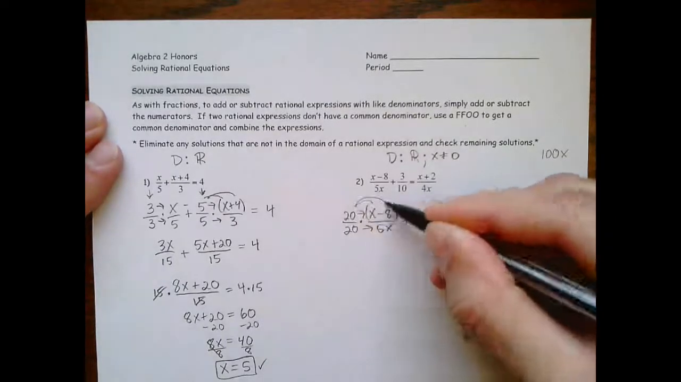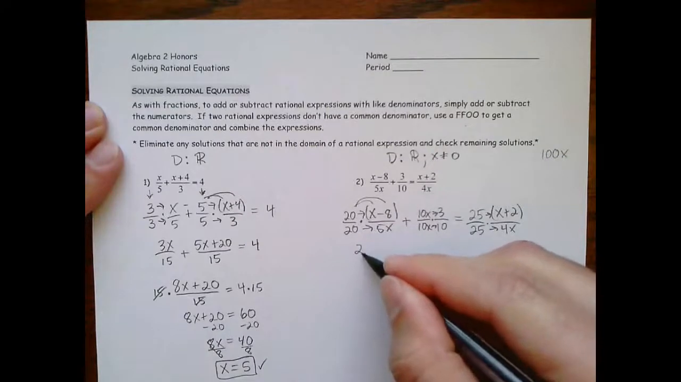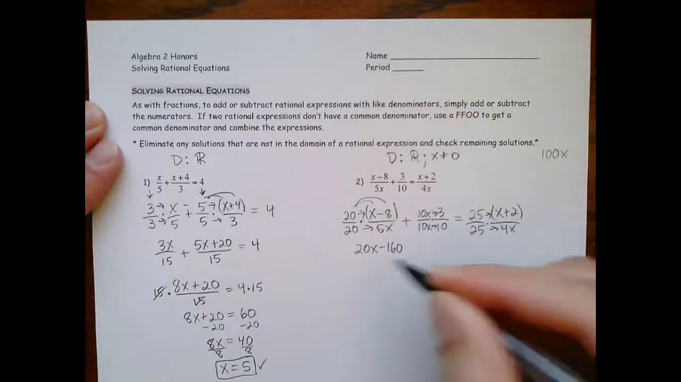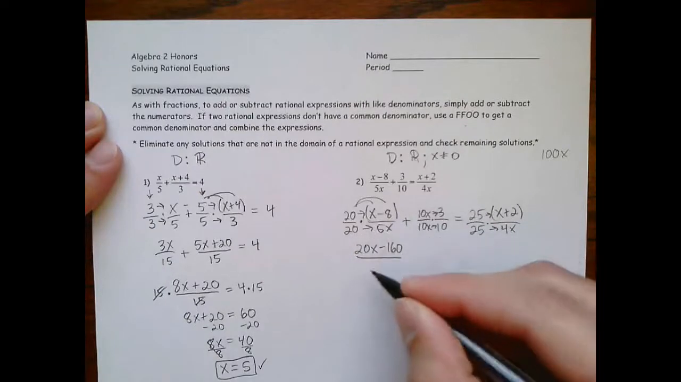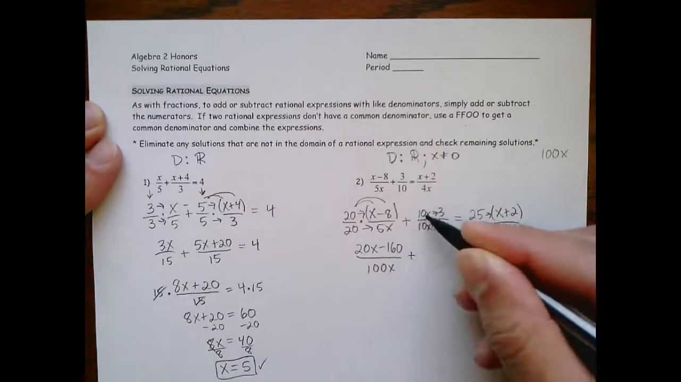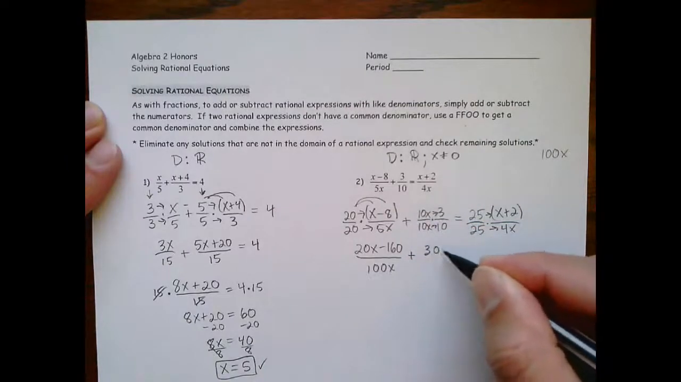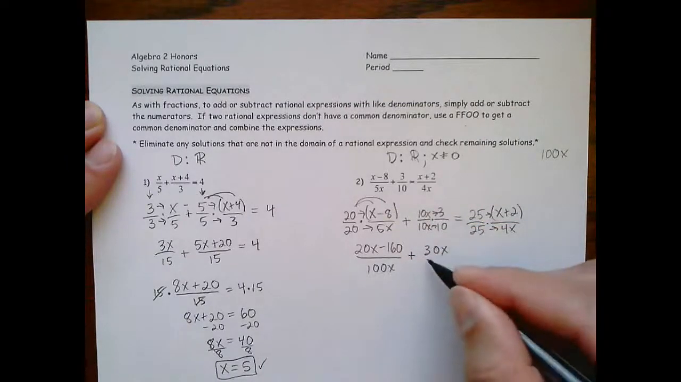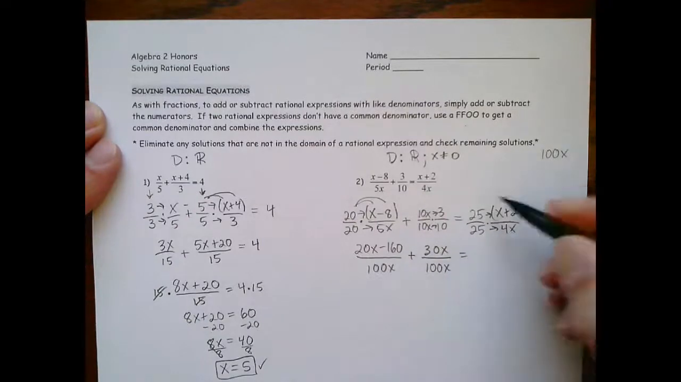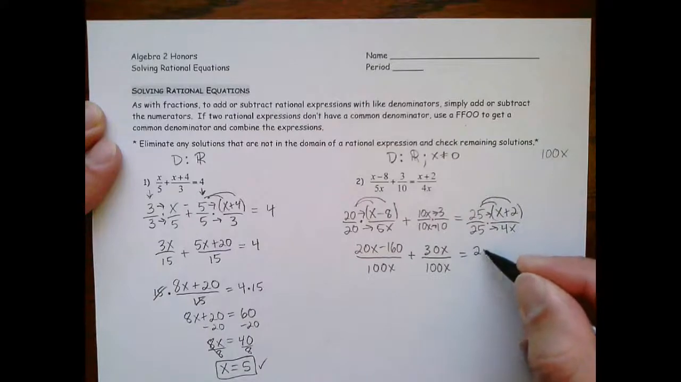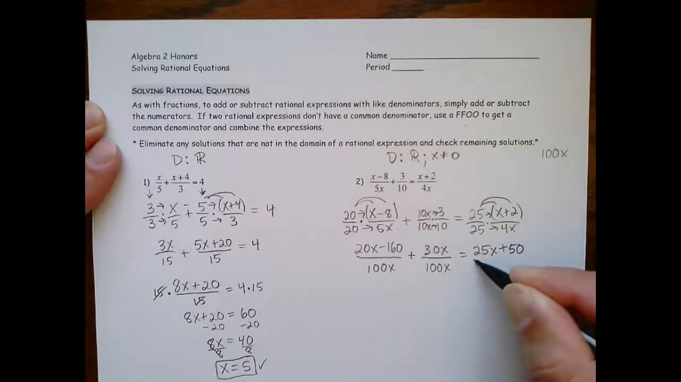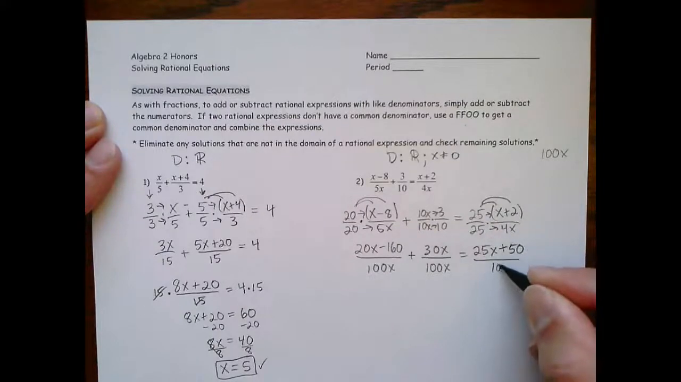I'll distribute this 20 inside this first set. So 20 times x is 20x. 20 times negative 8 is negative 160. And now it's all over 20 times 5x, which is 100x. Plus 10x times 3 is 30x, all over 10x times 10, which is 100x, equals 25 gets distributed. 25 times x, 25x, 25 times 2, positive 50, all over 25 times 4x, which is 100x.